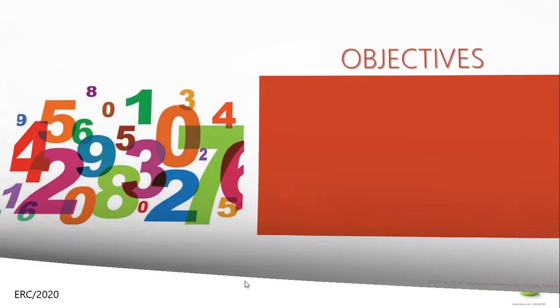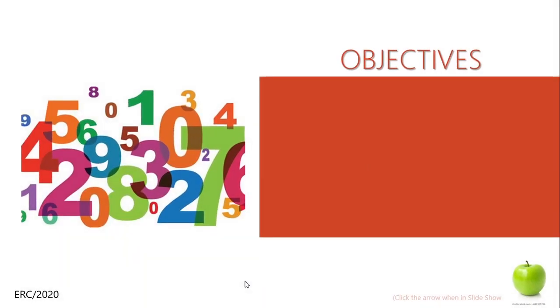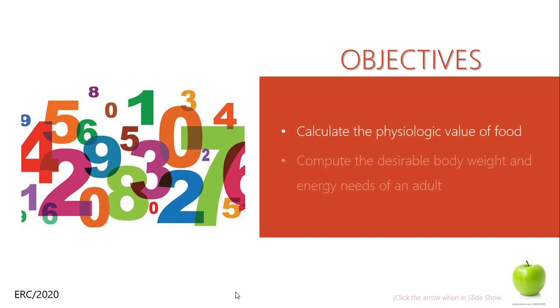Okay, what are our objectives? At the end of the discussion, the student should be able to, number one, calculate the physiologic value of the food, and number two, compute the desirable body weight and the energy needs of an adult.